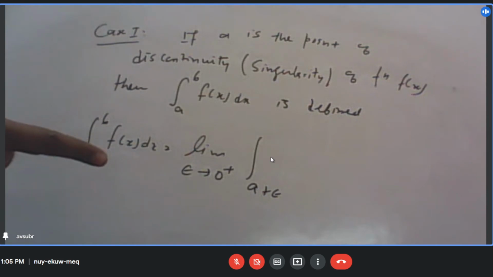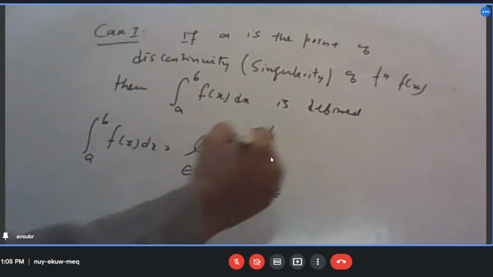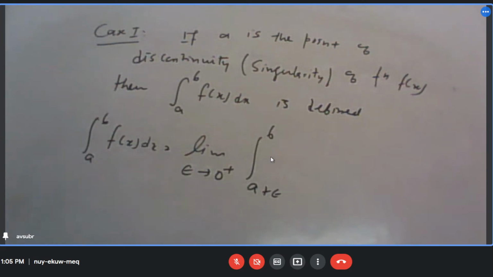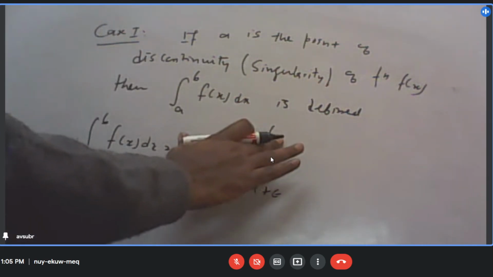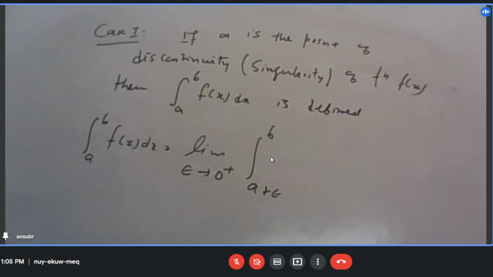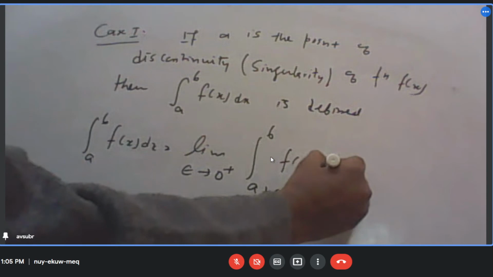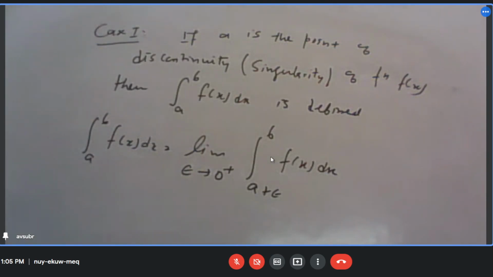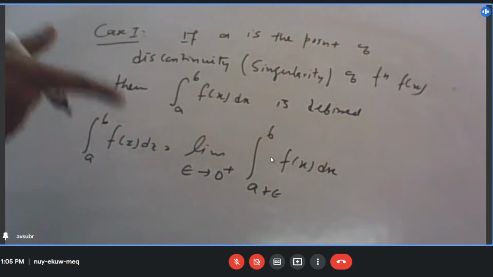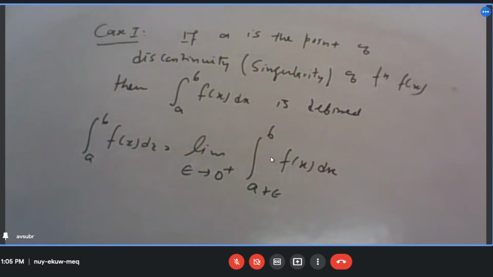So a plus epsilon to b, b is the upper limit. This is not the point of discontinuity. The point of discontinuity is a. So I define this improper integral like this. I hope it is clear to you all. We can understand it with an example. Anywhere you couldn't understand anything, you can definitely ask.